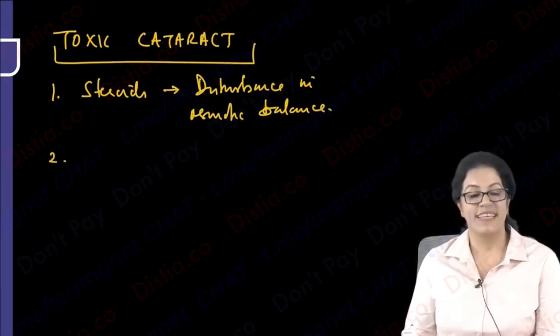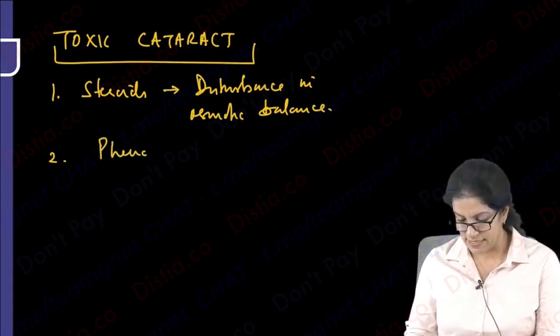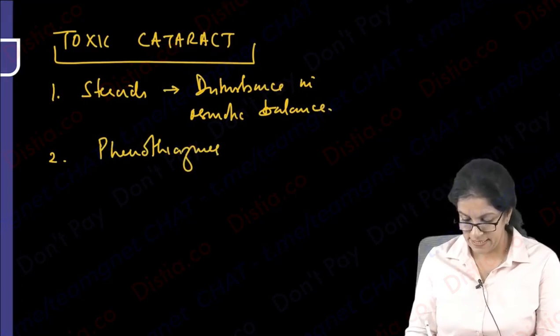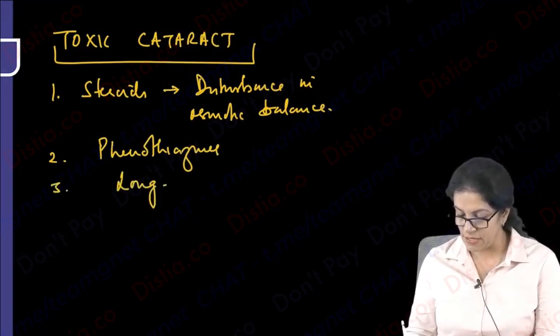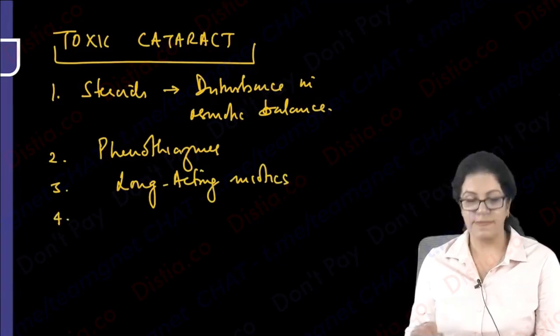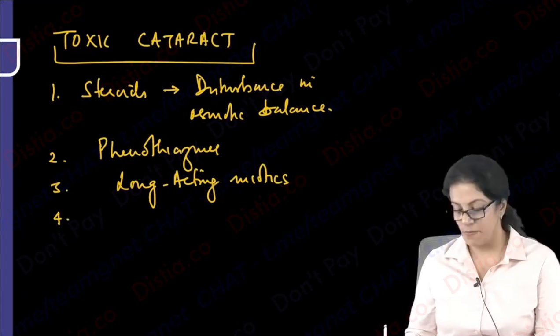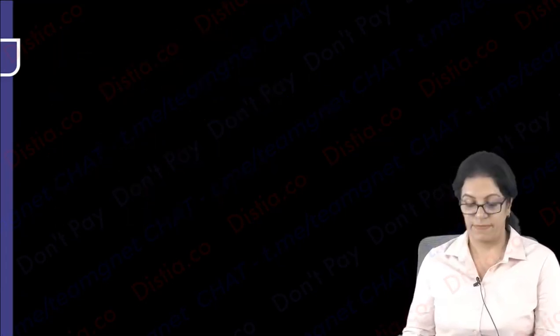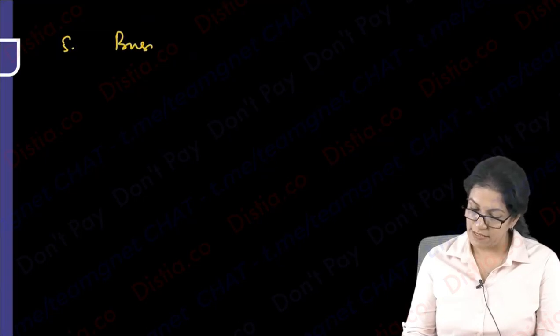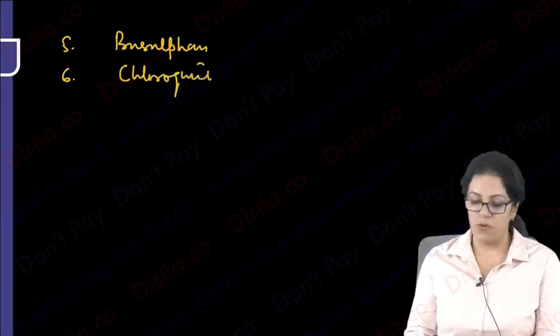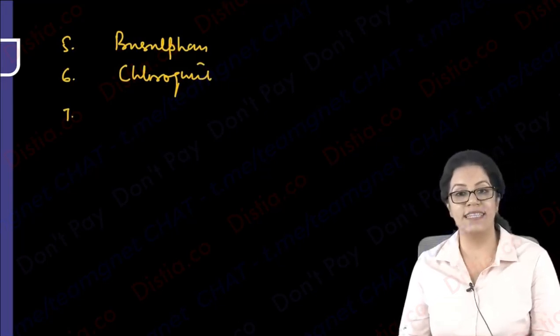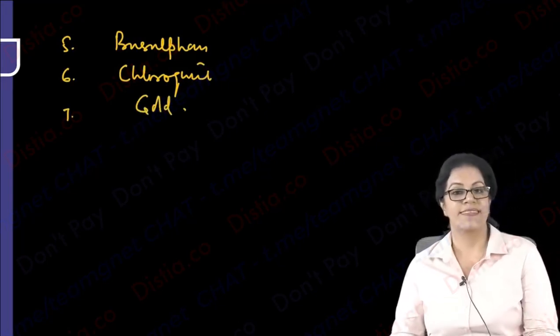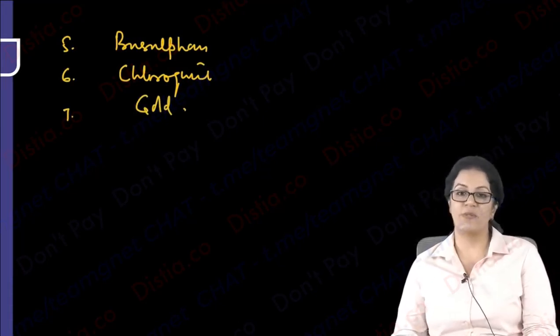What is the second? Second you will learn is phenothiazines. Third, long-acting miotics. Then number 4, amiodarone. Number 5, busulfan, chloroquine, and lastly write down gold. Gold you use in rheumatoid arthritis. You have to be familiar with the list. There is no other option.